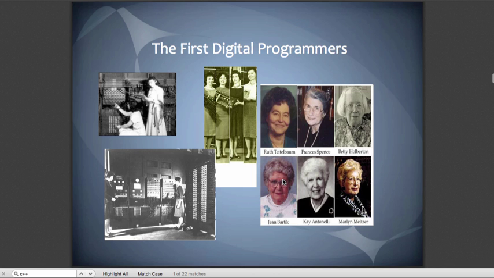We got to give kudos to the first digital programmers, which were all women. Men were off fighting the war, and so women were in charge of programming these large machines by actually taking the wires and putting the wires in the correct holes, and in essence programming with ones and zeros.